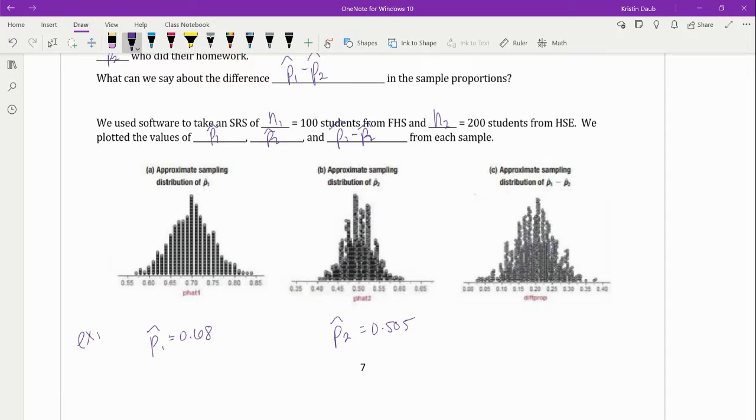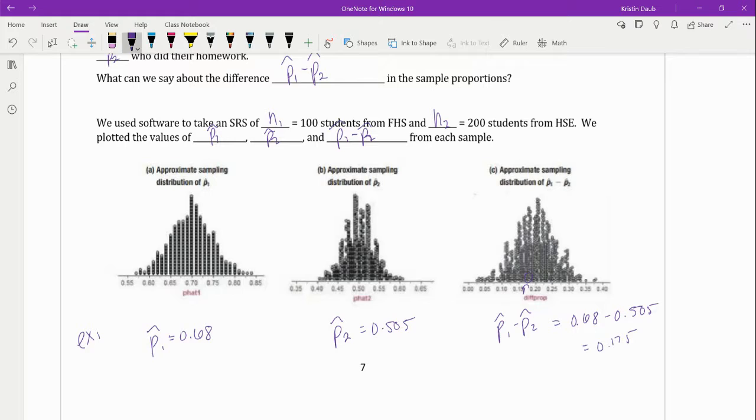So then what I did to find the sampling distribution was I took each outcome from both of the two counselors, and I took P1 hat minus P2 hat equal to 0.68 minus 0.505, and that gave me a value of 0.175. So one of these values here at approximately 0.175, that would be this value in this example. Okay, that's how I found this value. So this is going to be the difference from taking many, many, many samples.